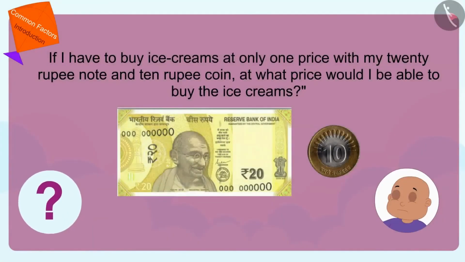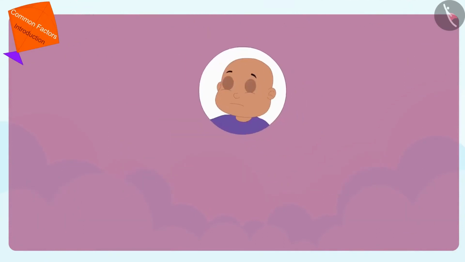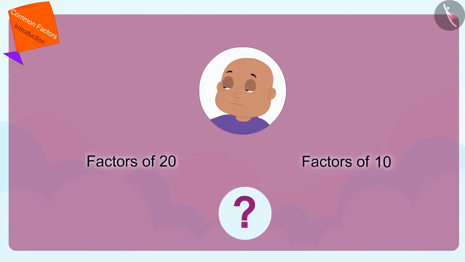Children, can you tell me how Bablu can find the answer to this question? Exactly. To solve this question, Bablu has to choose the factors which are the factors of both 20 and 10. Can you tell which are the factors of both 20 and 10? If you want, you can pause the video and find the answer.